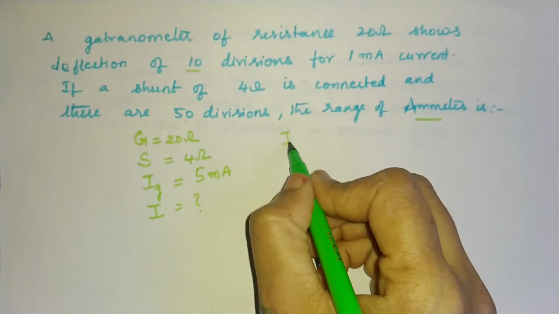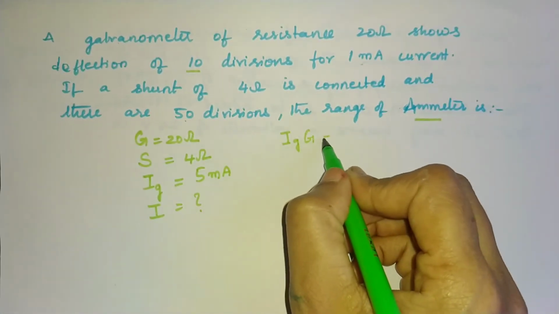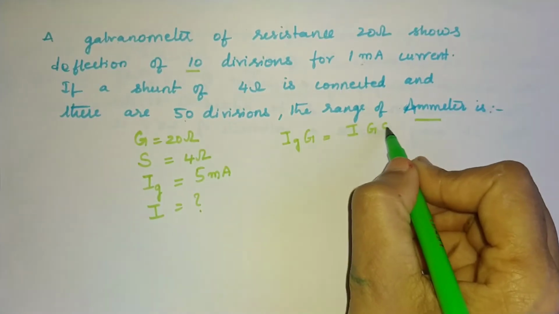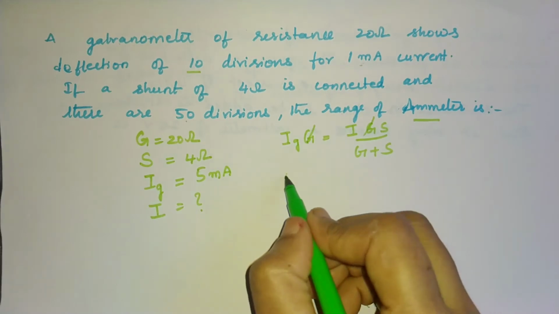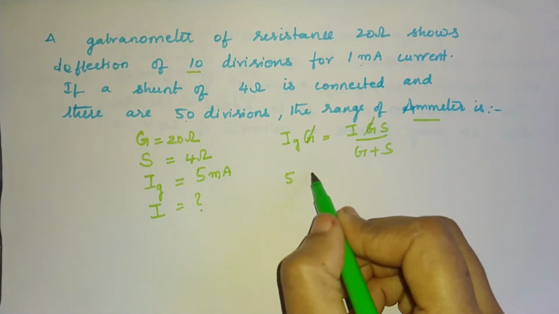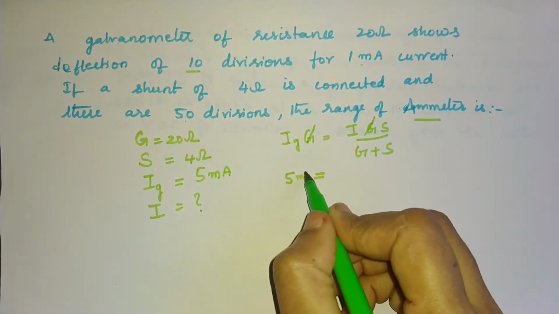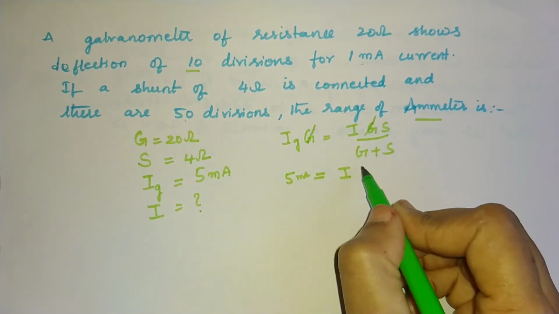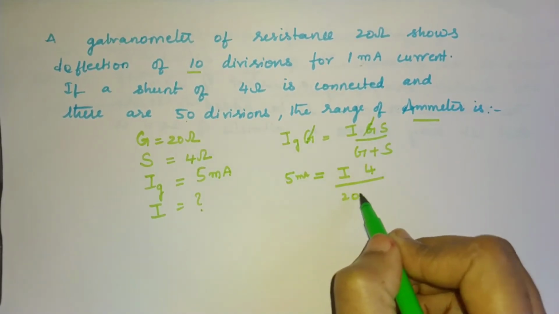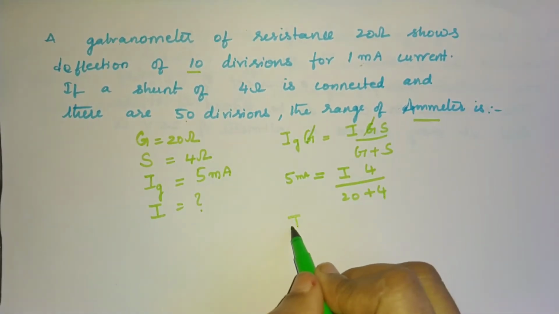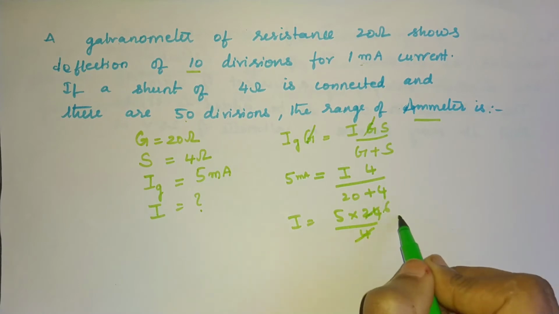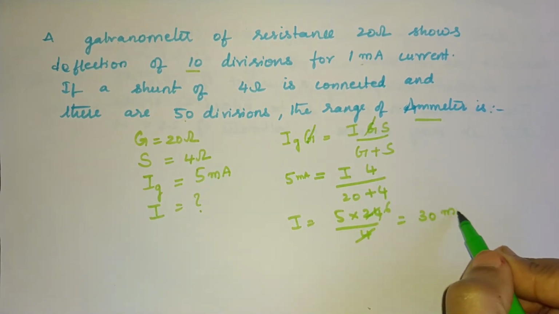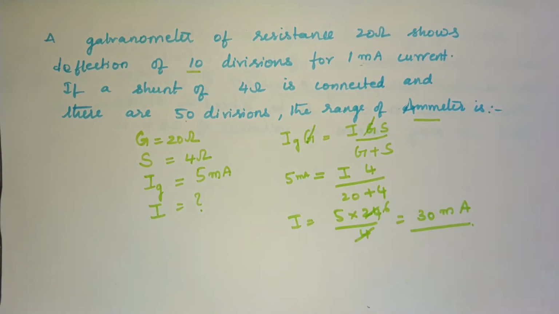Use the formula. Ig into G should be I into GS by G plus S. G will anyway get cancelled. Ig is 5 milliamps. 5 should be equal to I into 4 by 20 plus 4, continuing in milliamps. So I equals 5 into 24 by 4, that is 6 fives, 30 milliamp. So the range of the ammeter is 0 to 30 milliamp.